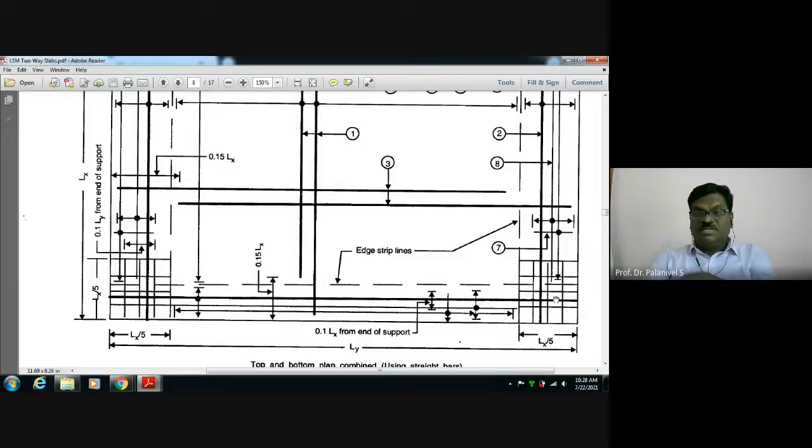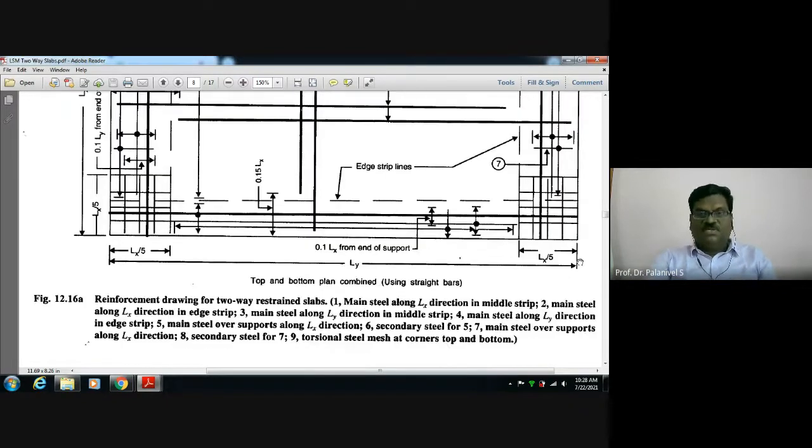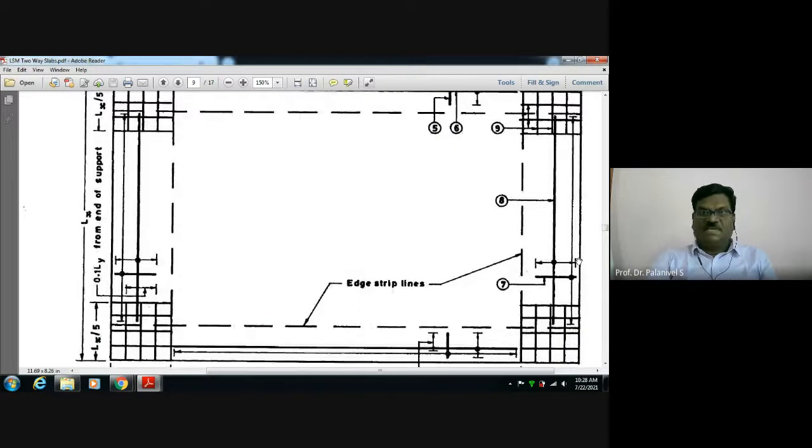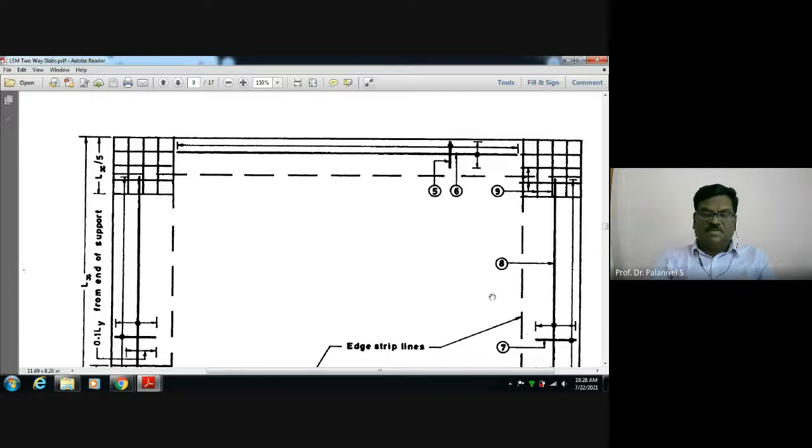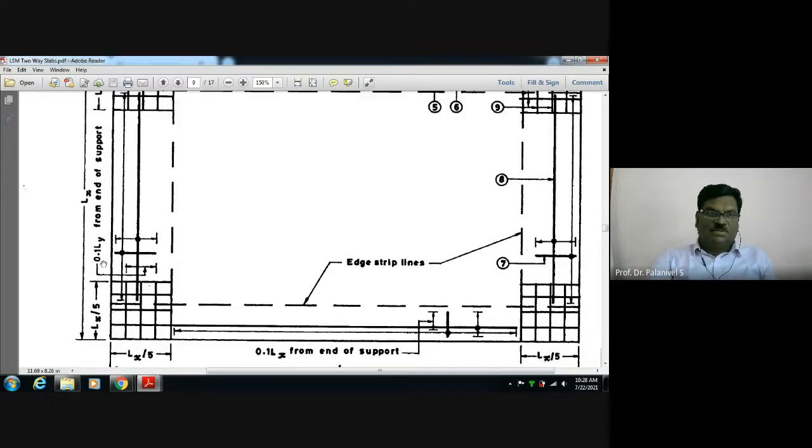Here in this drawing you are seeing the bottom steel at the bottom of the slab. This is the reinforcement detail for the bottom of the slab. So at the top of the slab, the detail is here. At the top of the slab, see how the edge strip steel is provided, and how this torsion steel is provided at the top of the slab. This is the top reinforcement details view. Please see it, go through.